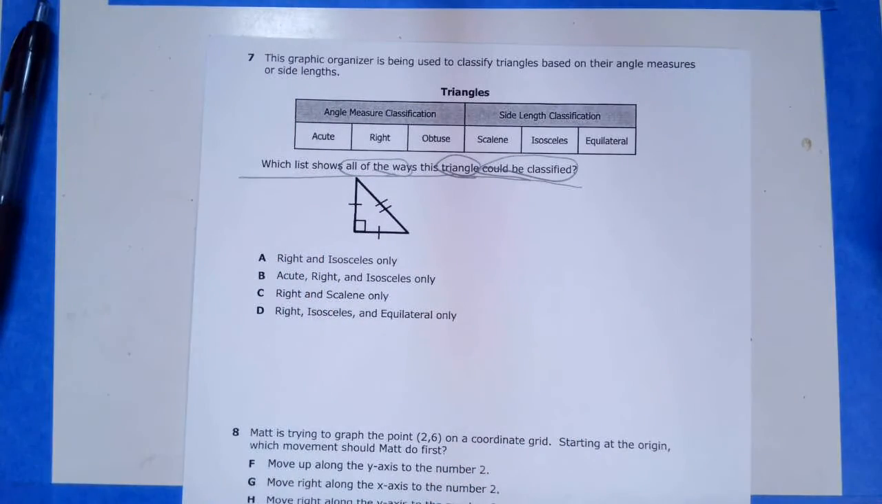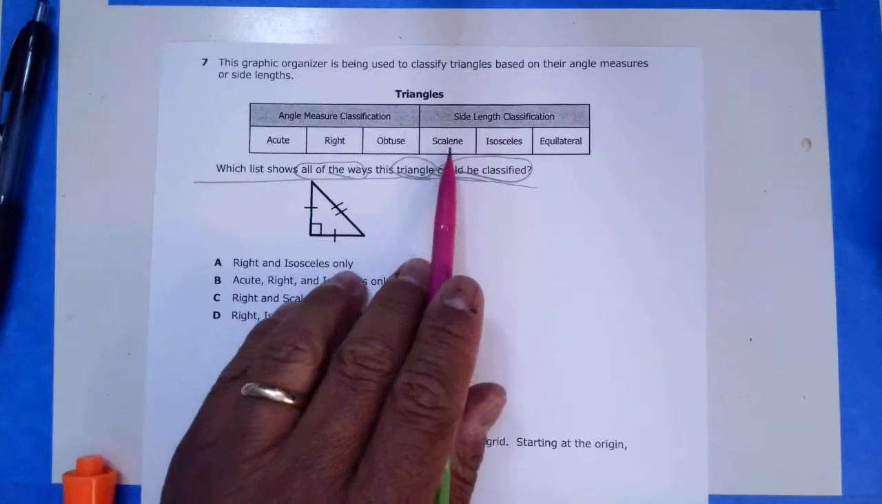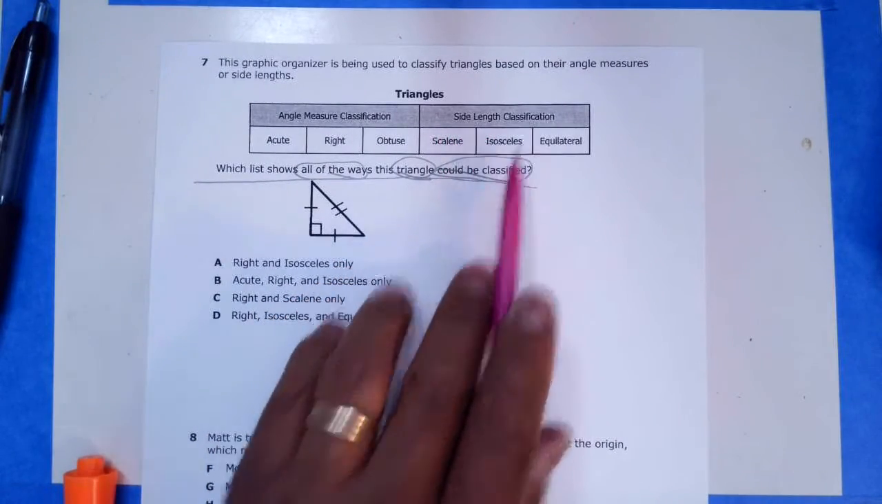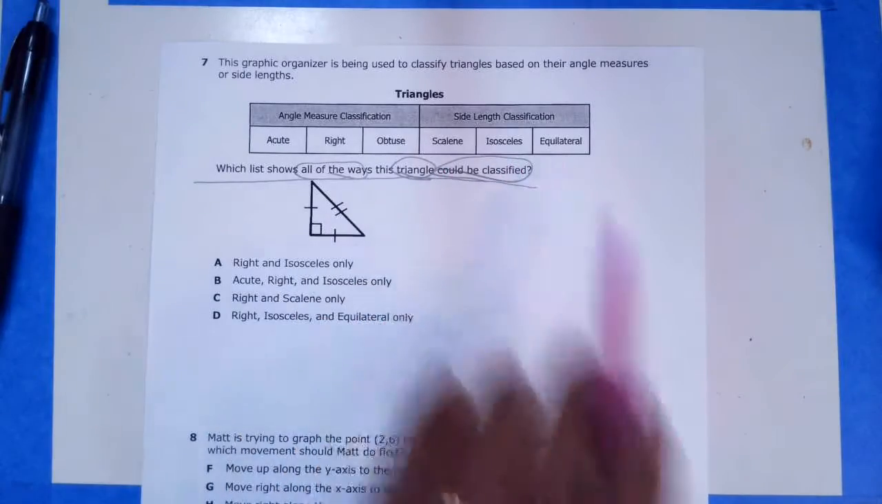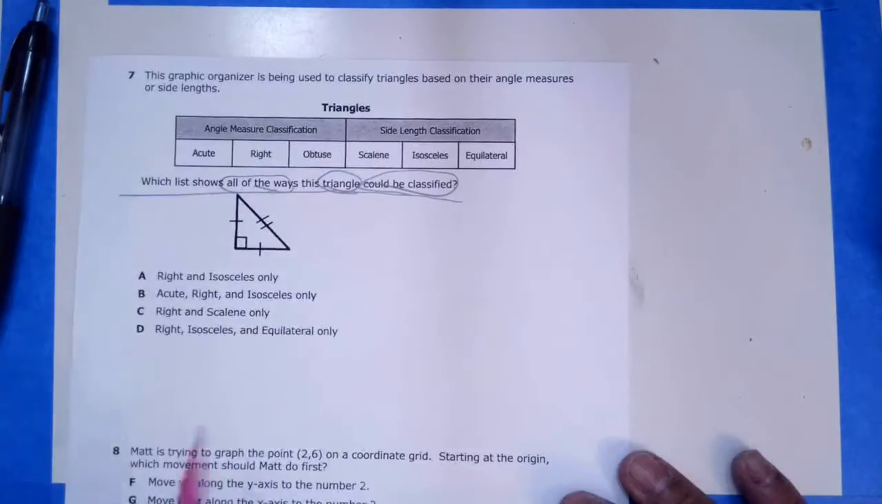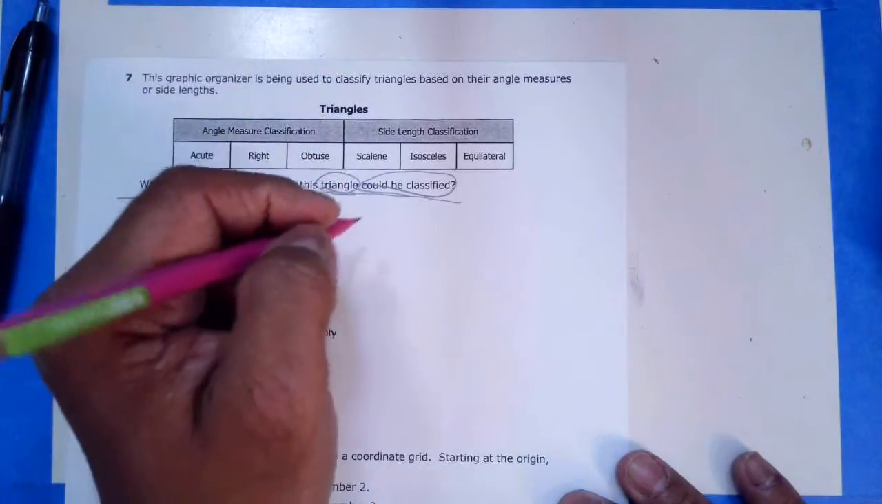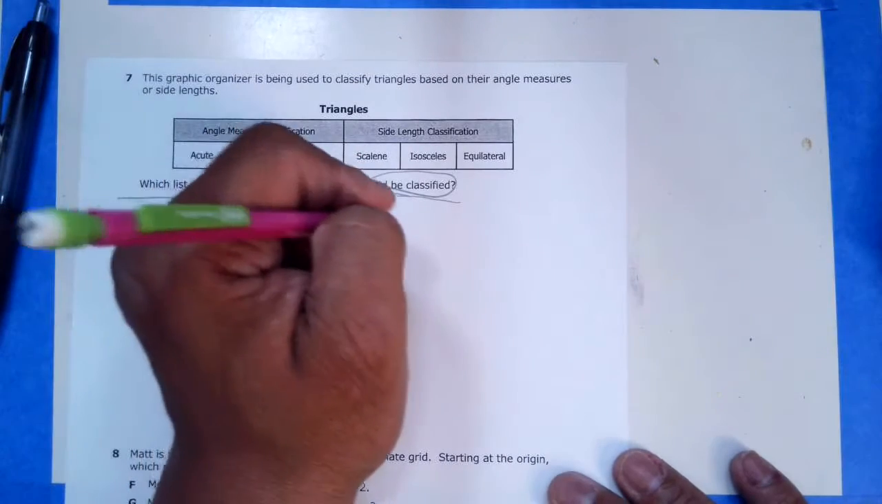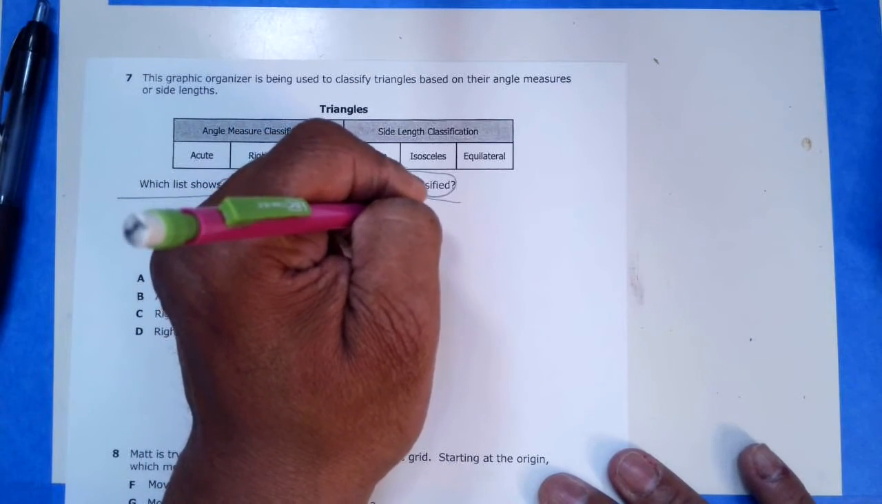You have, how cute. The L is a right, obtuse. Okay? Next, side length classification. You have the scalene, isosceles, equilateral. So the scalene, okay, we'll do this.